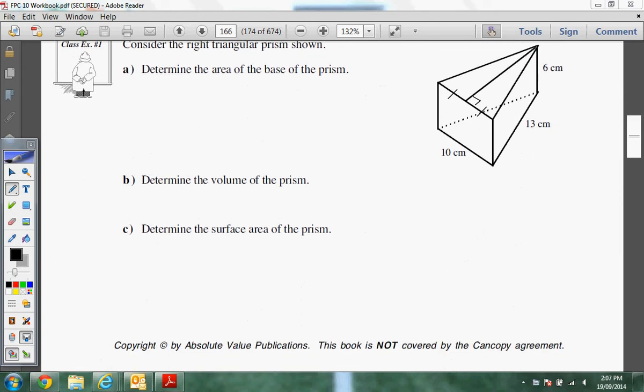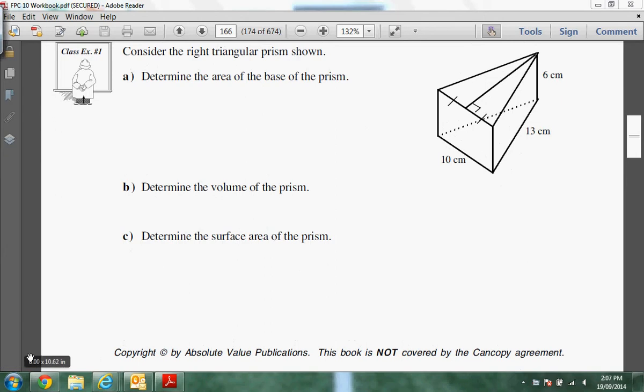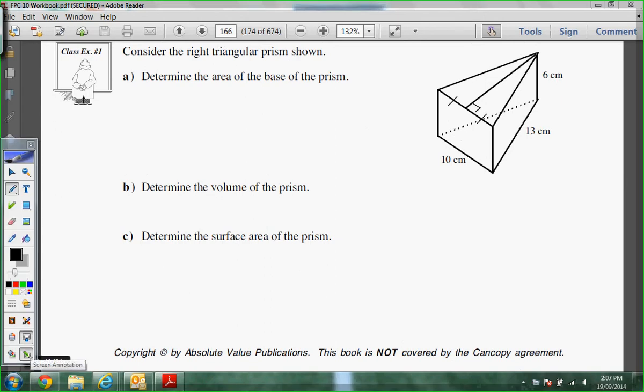Okay, let's see how we can do on this one here. So consider the right triangular prism shown. Determine the area of the base of the prism. So this is 13. This is 10. So what am I missing? The height. So what do these ticks mean? That means they're equal. That means this is 5, and this is 5, and this is 13 right here.